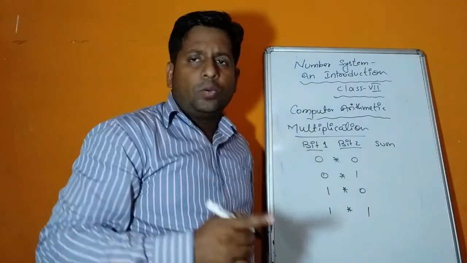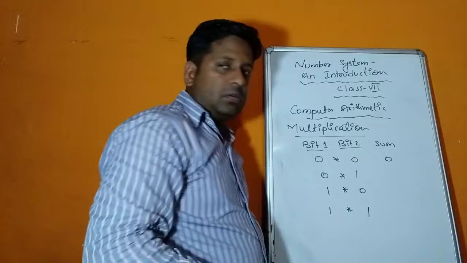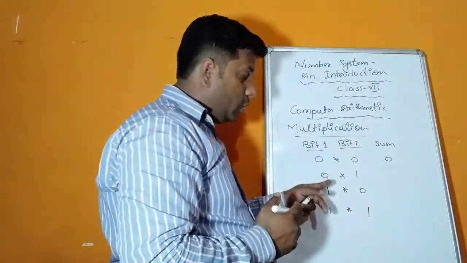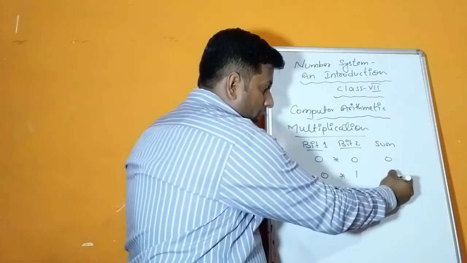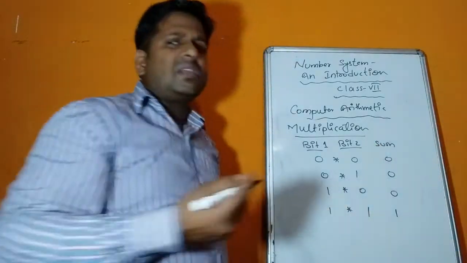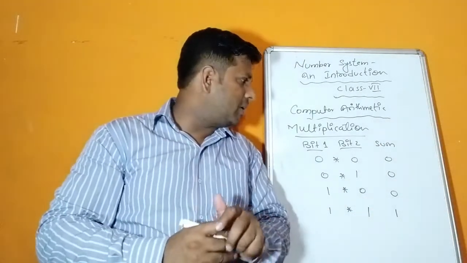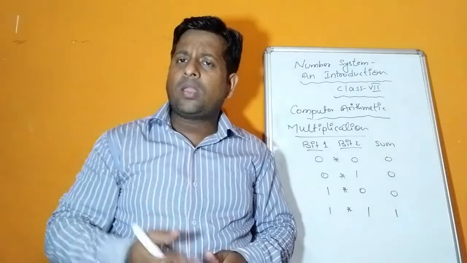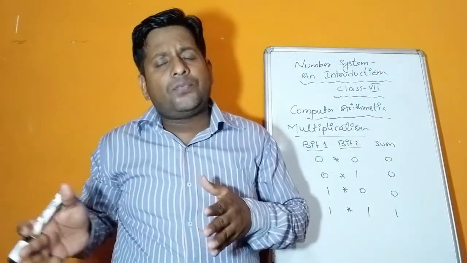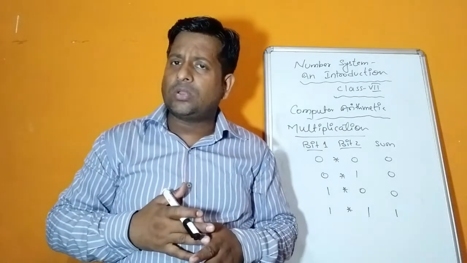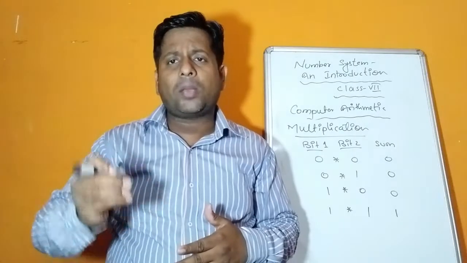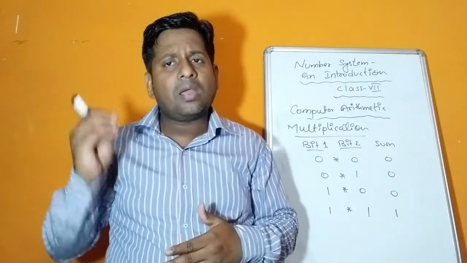So 0 into 0 is 0. Then 0 into 1, 0 any number multiplied by 0 is 0. 1 into 1 is 1. See, it's a basic simple mathematic multiplication what we have learned in maths. In the same way for multiplication we have to do. The only difference we are getting is in case of addition and subtraction. Multiplication as well as division, the concept will be almost same as what we have learned in our normal mathematic calculations.